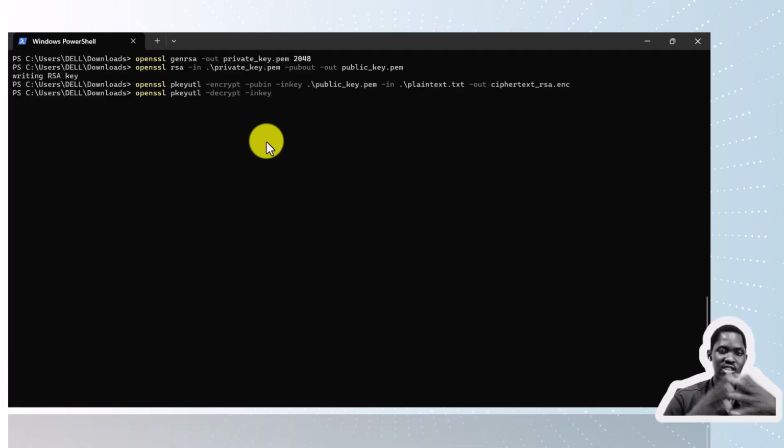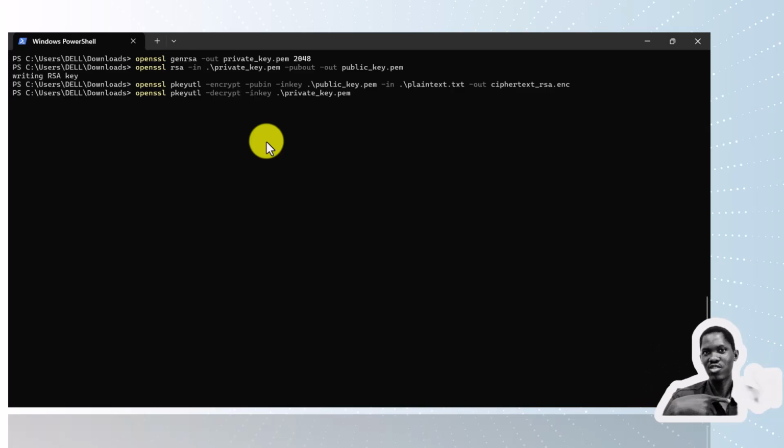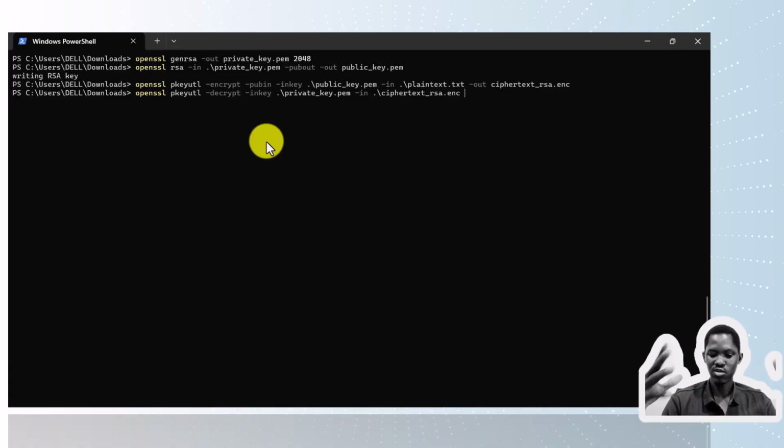So the inkey that we are passing is what? Is the private key. So inkey, and then we now specify the private key. You can see there are two different keys this time, not like symmetric, where we use the same passphrase, the same key. So now the file that I want to decrypt, in file, input file. What's the file name again? Ciphertext underscore rsa.enc. That is what I named my encrypted file. Now I want to decrypt it.